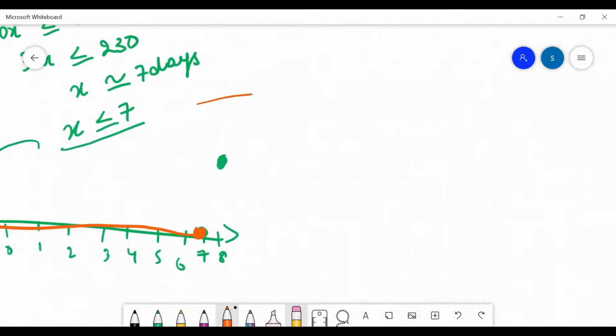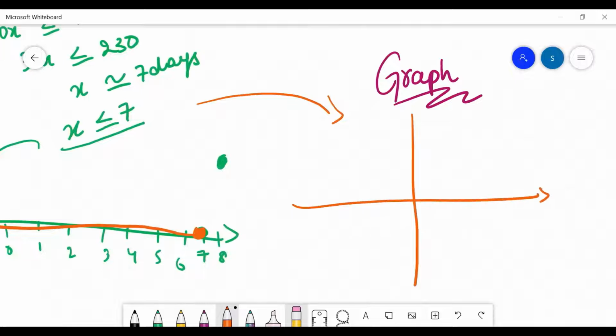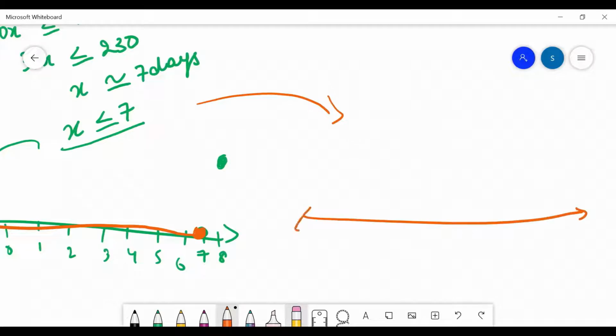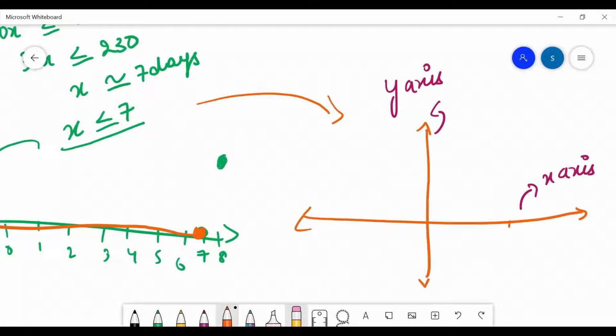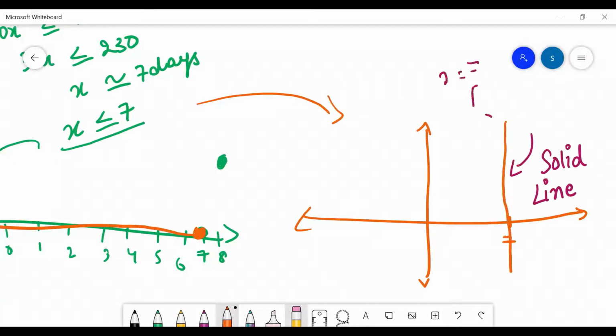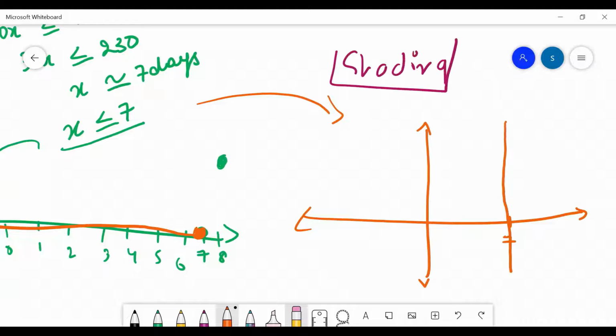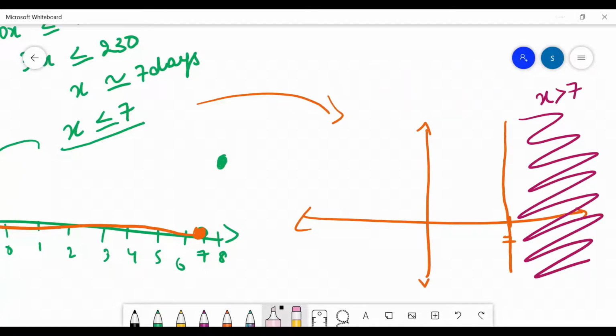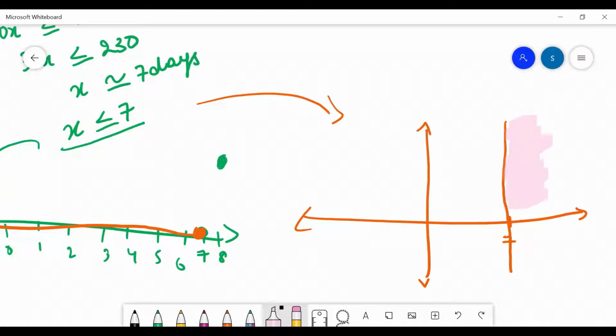Now if you have to represent the same thing on a graph, then just take x equal to 7 over here. Let's say this is the point where x is 7, and draw a solid line here because again it includes the value 7, right? So you don't have to draw a dotted line. Draw a solid line. Now comes the shading part. We are concerned with the region less than 7. So the unwanted part is the right side of this line. I'm going to shade the unwanted or unnecessary part, and this becomes the necessary part.